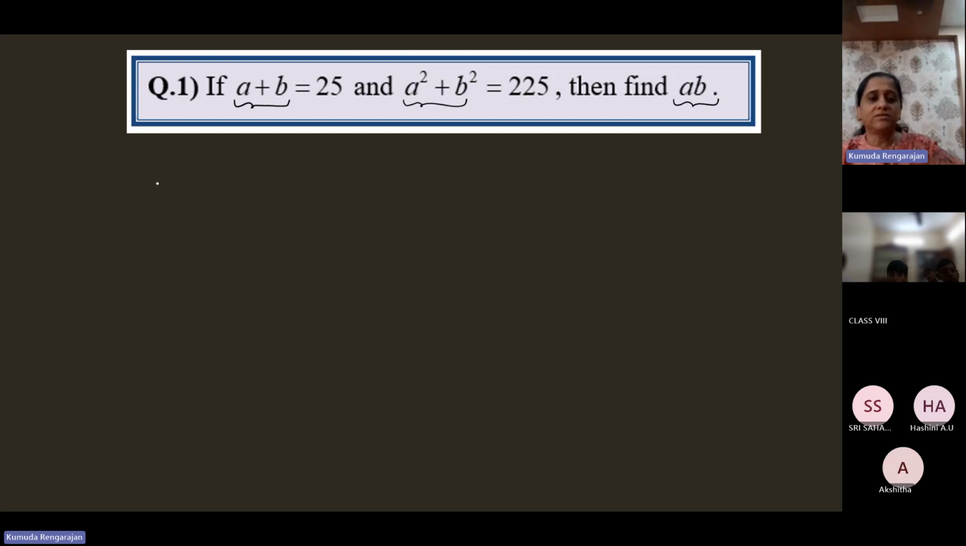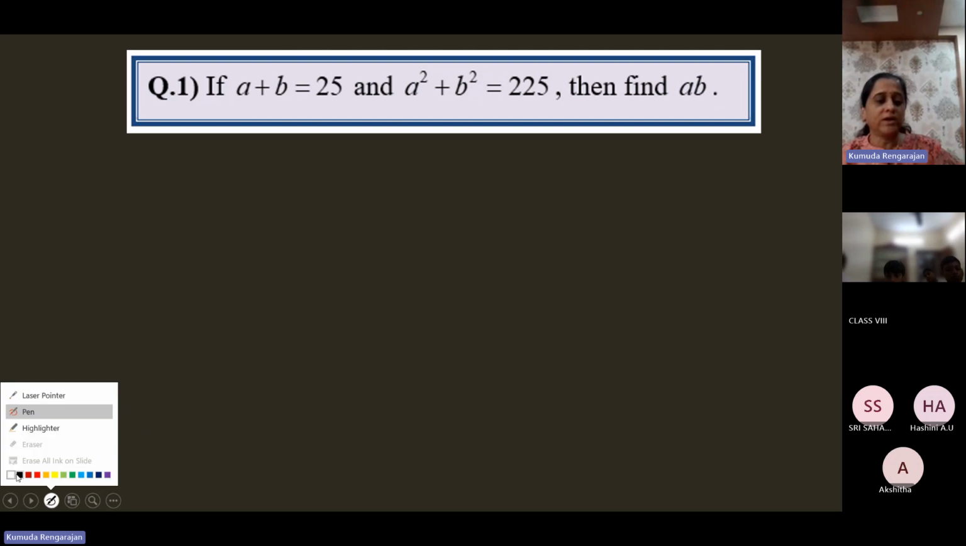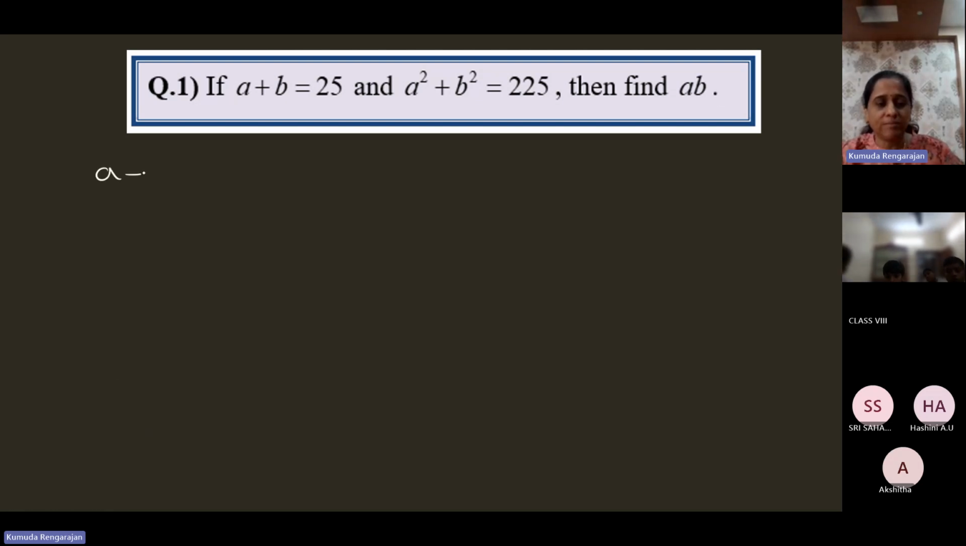So the identity is a plus b the whole squared. I'll do it in two ways. Either you can take up the equation given, a plus b is equal to 25, and square it on both the sides. We have another equation, a squared plus b squared is 225. Don't take that and square it. If you square that, then you will get power 4. We don't know how to handle power 4 in 8th standard.